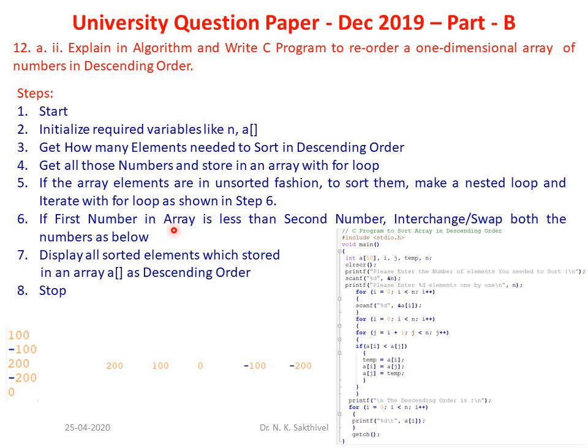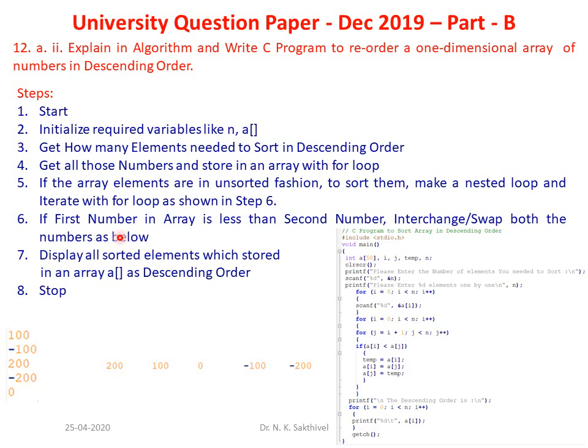If the first number in the array is less than the second number, then it is not in descending order, isn't it? So I want to interchange both the numbers. There is a methodology to interchange the numbers. We will discuss it during the program discussion.